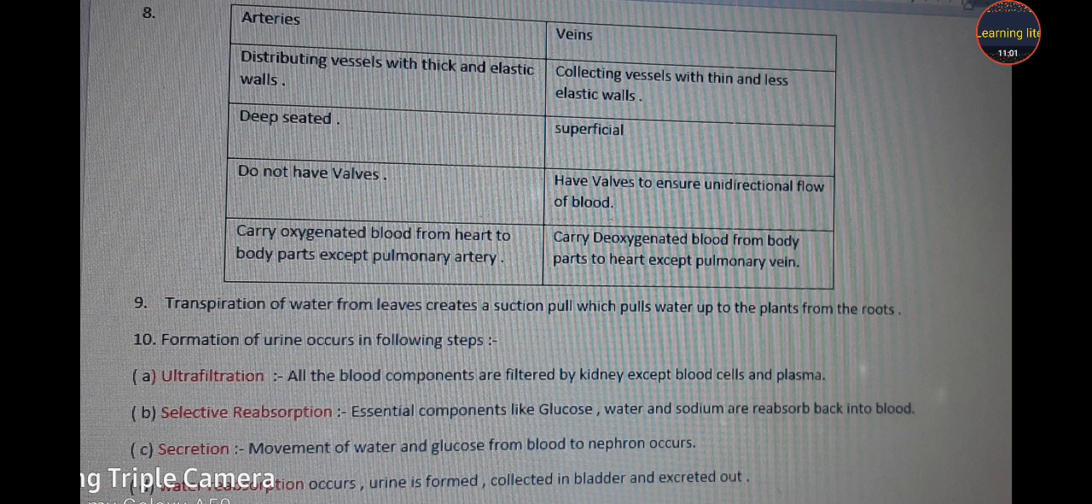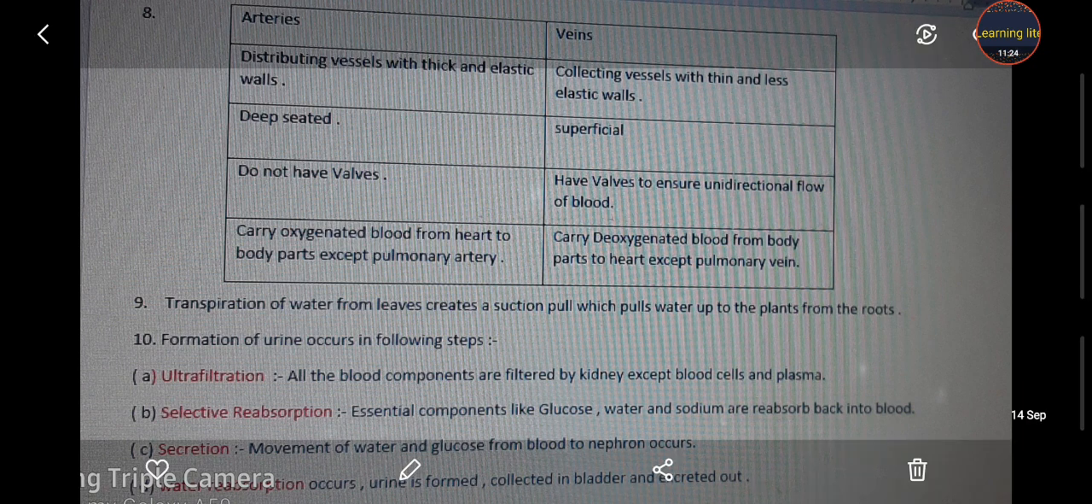It is pale yellow in color because water is finally reabsorbed, and it collects in the bladder and is excreted out by the urethra. Okay students, so these are the processes of formation of urine, and you can also draw the diagram of the nephron from the last worksheet. Okay, now move to our long questions. Move back to our worksheet, long questions.